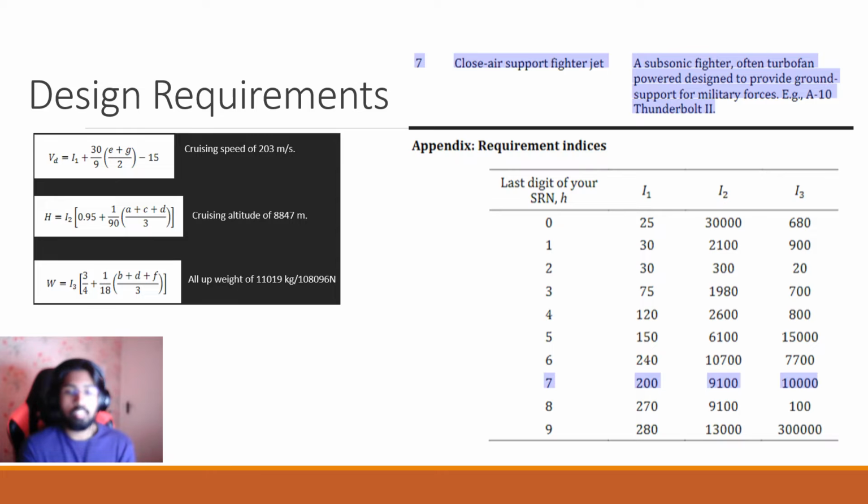After that, I decided to do some background research on my assigned aircraft type, where I found out about the A-10 Thunderbolt II. This aircraft matched the description of my design requirements as well as the aircraft type, so I decided to base my design on the A-10 as reference.